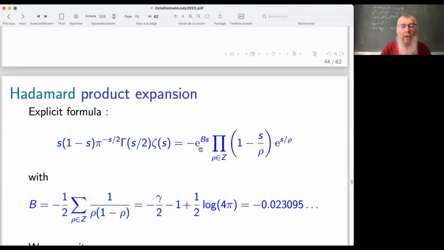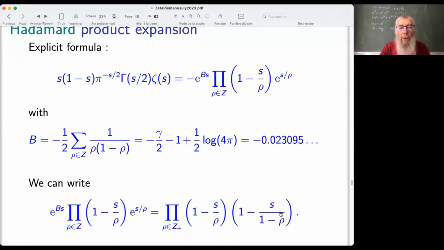It turned out that this function is minus exponential of b s, where b is an explicit constant, minus gamma over 2, minus 1 plus 1/2 log of 4 pi. So it's quite a nice constant. Of course, we do not know whether this constant is rational or not, but we know the expansion of this constant. We can group the zeros with positive imaginary part and the ones with negative imaginary part. And in this case, this product becomes the product only over the ones with positive imaginary part of 1 minus s over rho, 1 minus s over 1 minus rho.